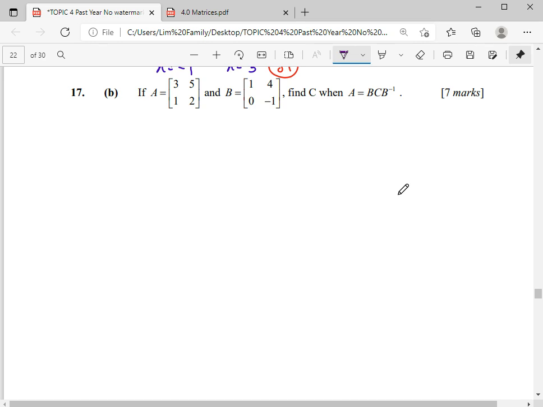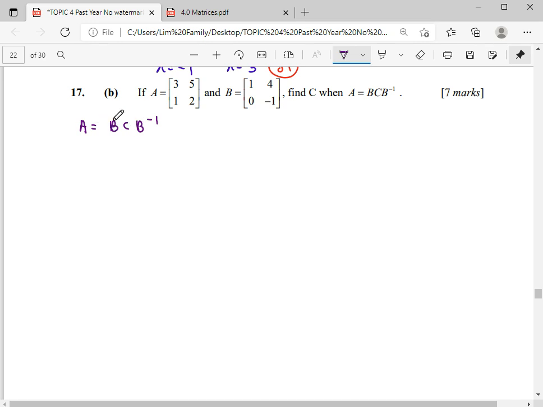Okay, so for this 17b, giving you matrix A 2 by 2 matrices, matrix B 2 by 2 matrices, find C. So they give you an equation here. So how can we find out the C? We have to simplify it by using our properties in inverse matrices. So starting from the equation, here is A equals to BC times B inverse. So I must get C alone here in order to find out what is the C.